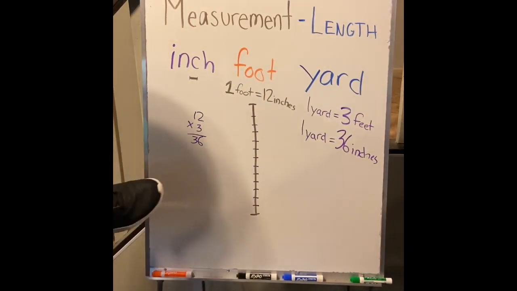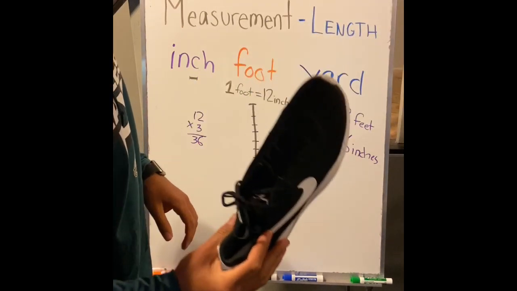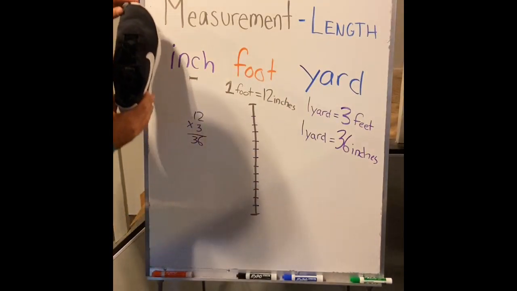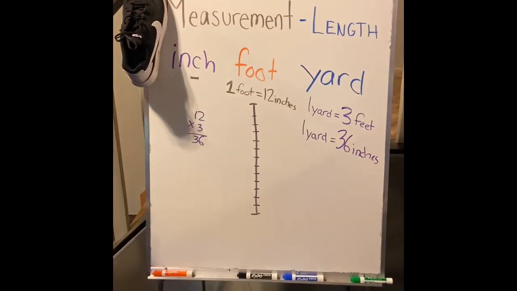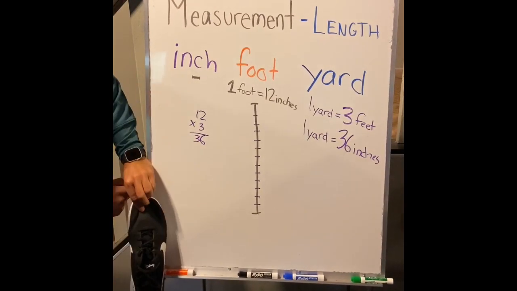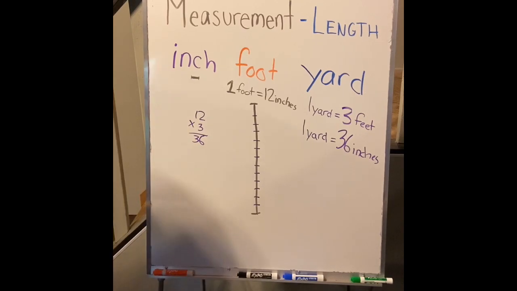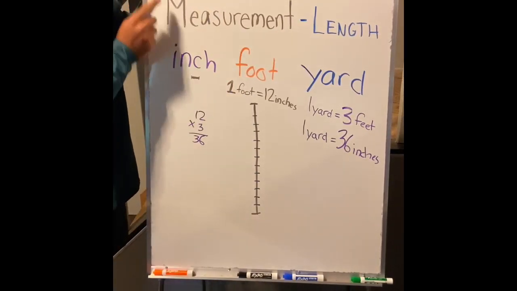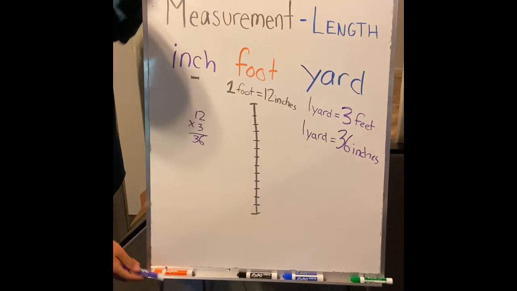To give you an example of how big a yard is, remember this is our foot, this is 12 inches. This board: 1 foot, 2 feet, 3 feet. The length of this whiteboard is 1 yard.